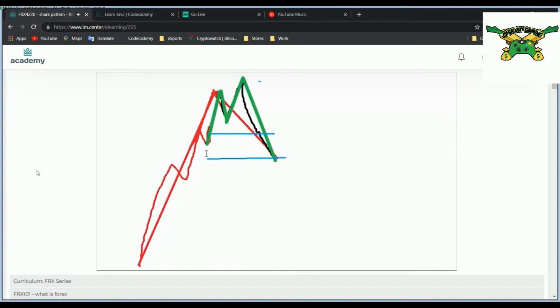So if we were to label this, we would have an X, A, B, C, and D would have two entries, D, D. And this would give us our shark pattern. Let's take a look at a live example.